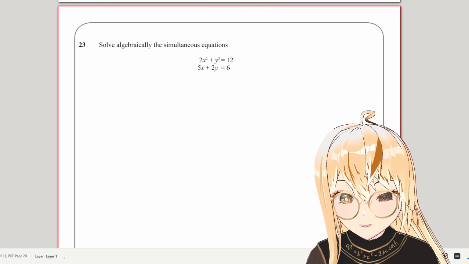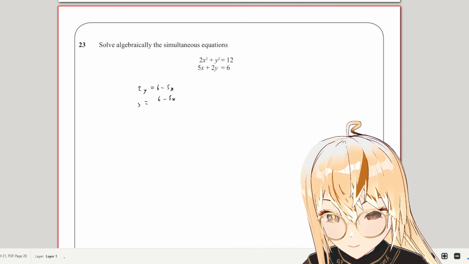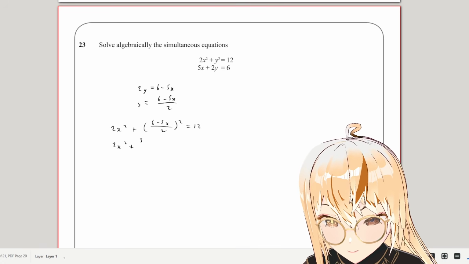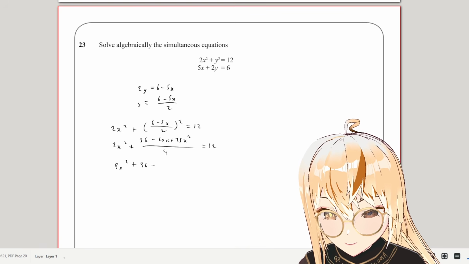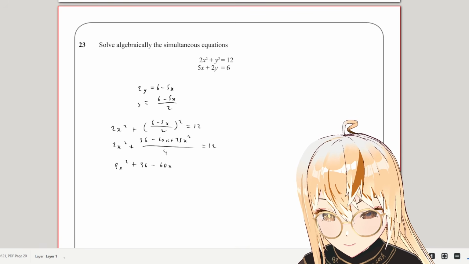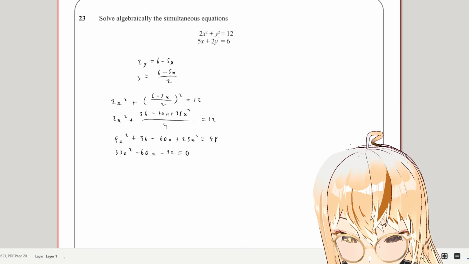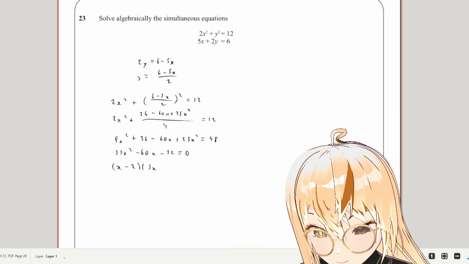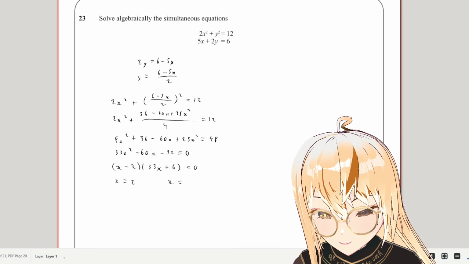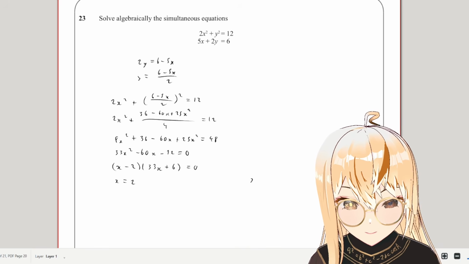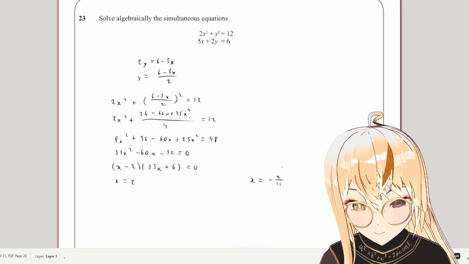So we could just solve this by substituting the linear one into the quadratic one. Multiply everything by 4, just to get rid of this denominator at the bottom. Then I can probably just use my calculator at this point. So, we've got 2 solutions. X equals 2, and then I'll write it all the way over here. X equals minus 6 over 33, which is minus 2 over 11.